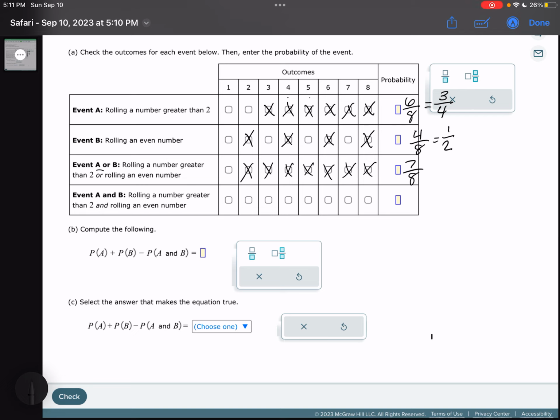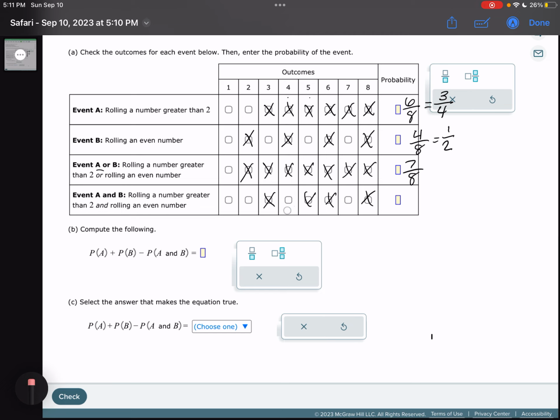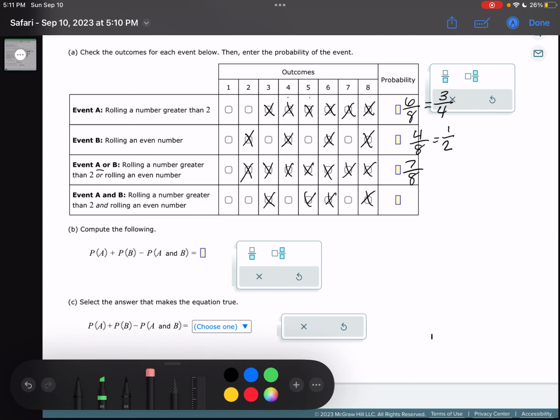Rolling a number greater than 2 and even. So my numbers greater than 2 are these, but it also has to be even. So I cannot include 7 or, nope, I can include 4.